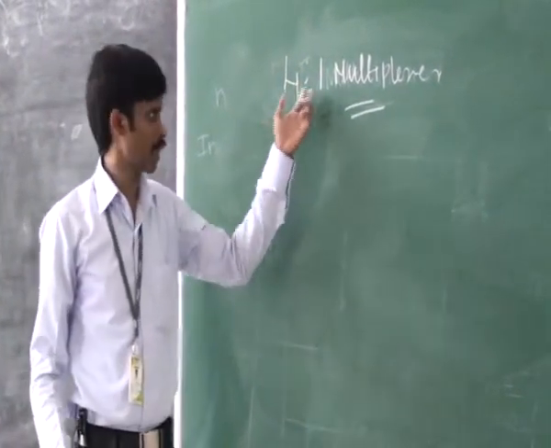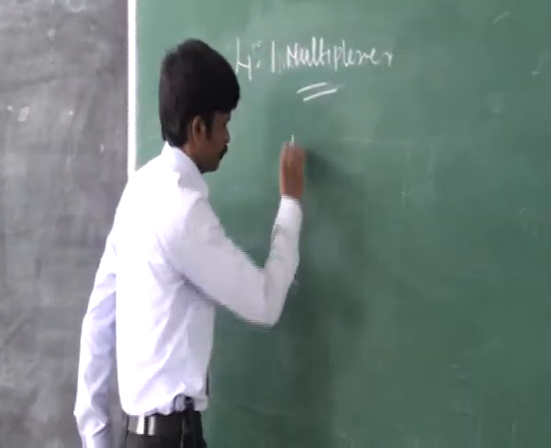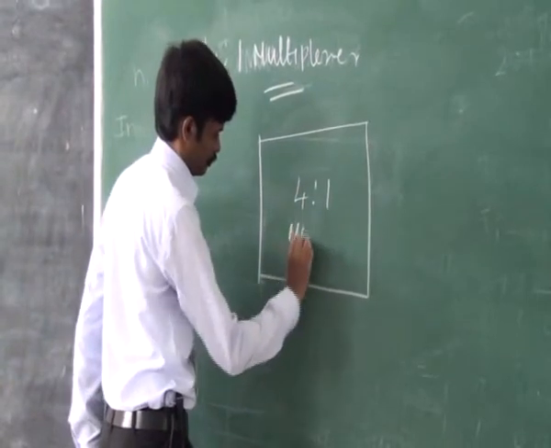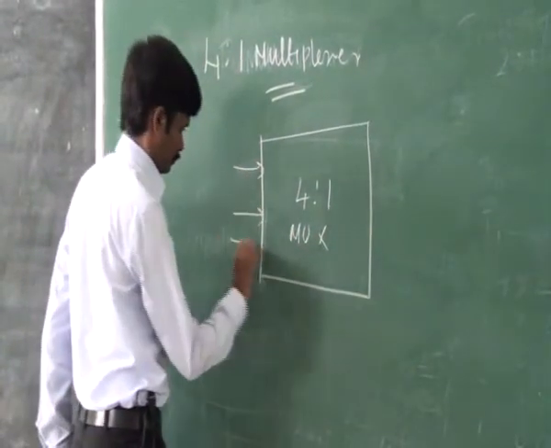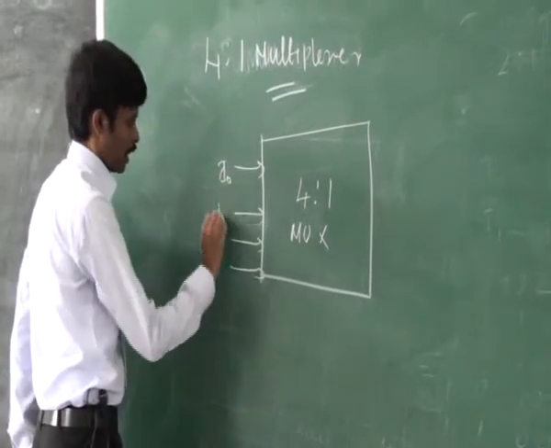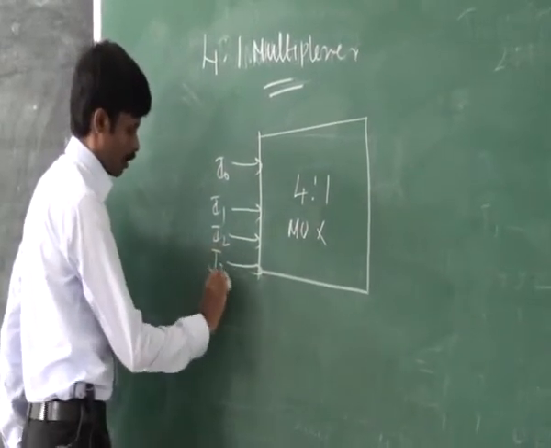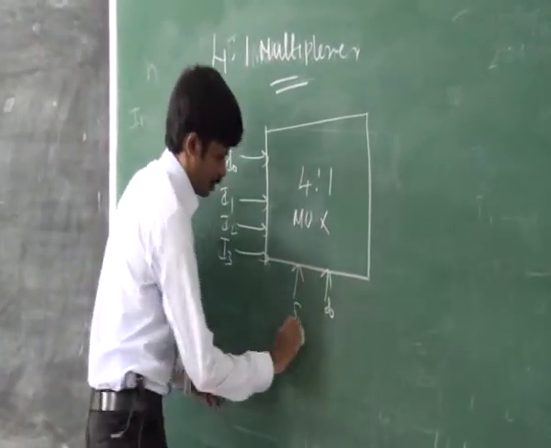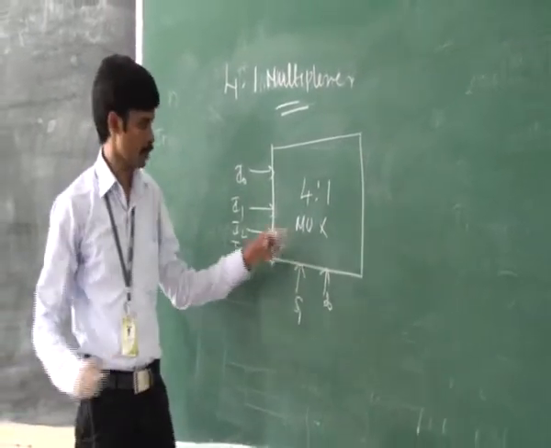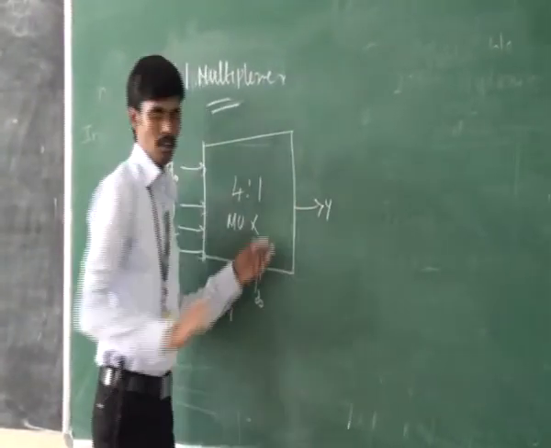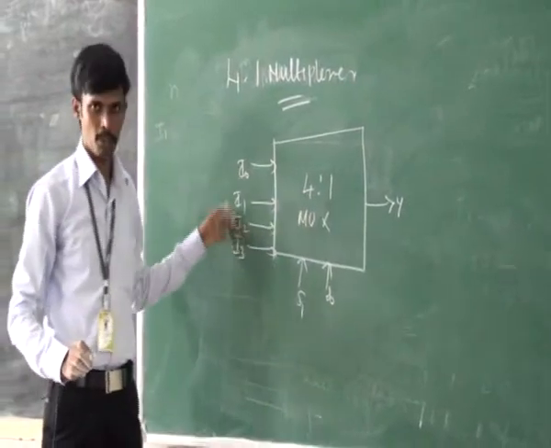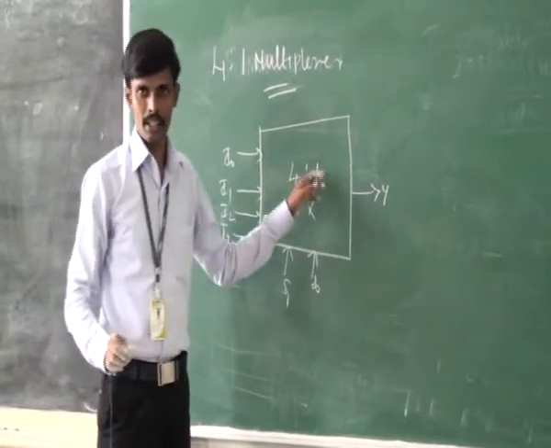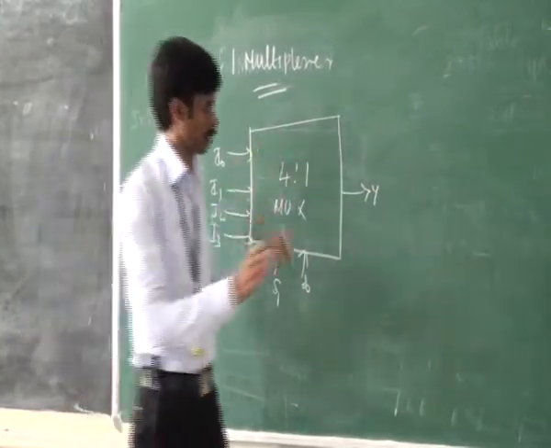Now let us see the basic block diagram for 4:1 multiplexer. Here I0, I1, I2, I3 are the data inputs. S0 and S1 are the selection inputs and Y is called the output. It consists of 4 inputs, 2 select inputs and 1 output. Next, let us see the truth table for 4x1 multiplexer.